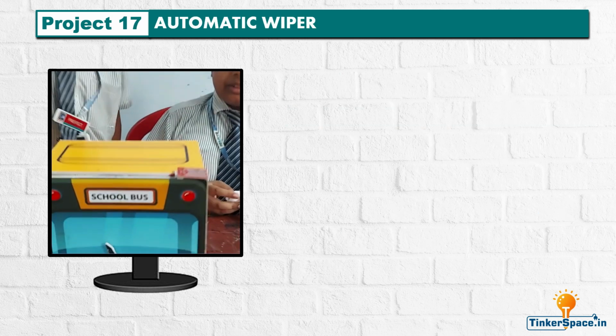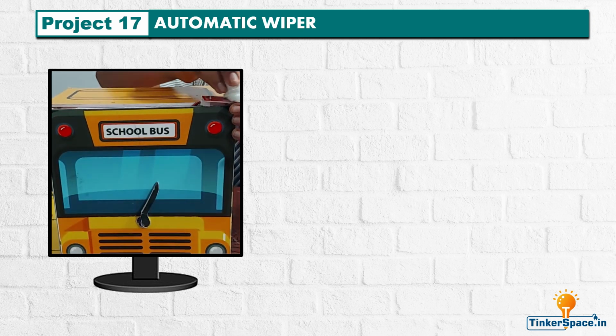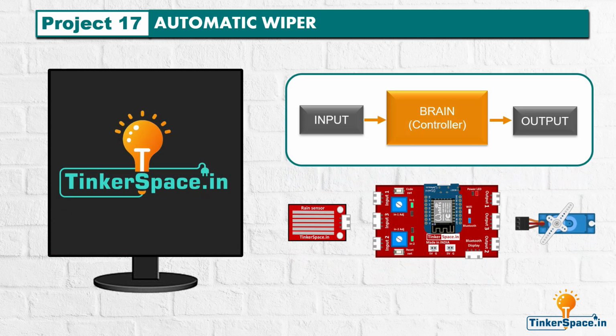Automatic wiper. This project creates a wiper system that activates during rainfall. In this project, we use the TinkerSpace brainboard as the controller. The rain sensor is used as the input. Its function is to detect the water droplets on its surface. The servo motor is used as the output. Its function is to move the wiper blades to clear the water.